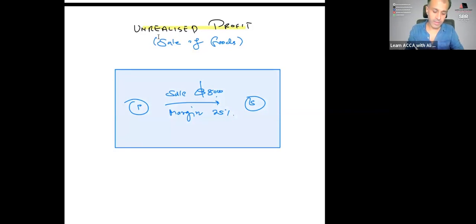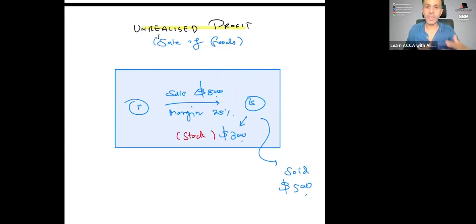The subsidiary has been able to pass on 5,000 worth of goods to a customer outside. Out of it, 5,000 has been passed on. It means what must have been kept on hand? 3,000. Technically, we call it stock. Goods remaining unsold by the time the period ends are called inventory or stock.